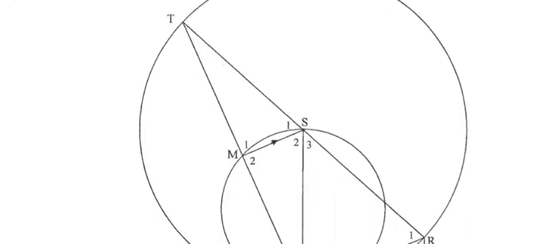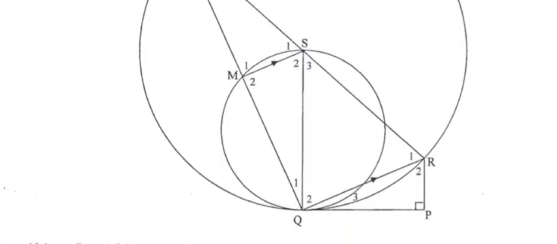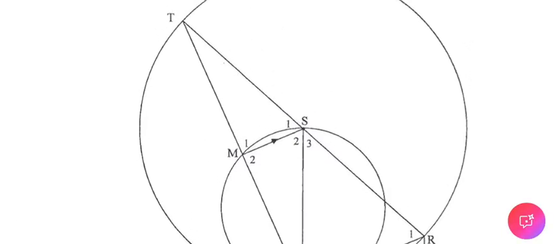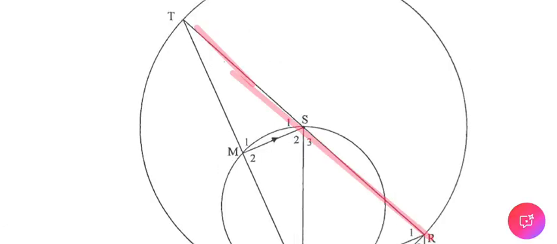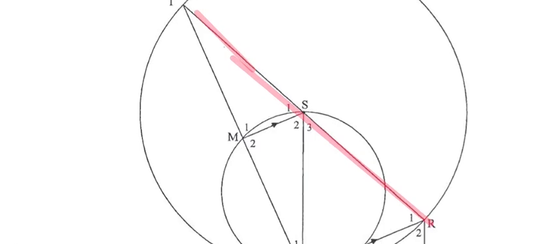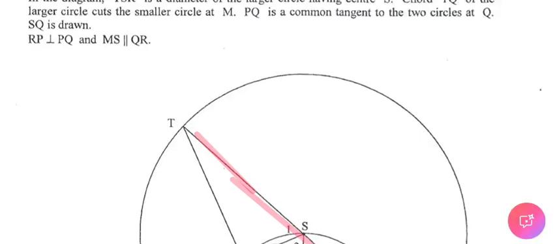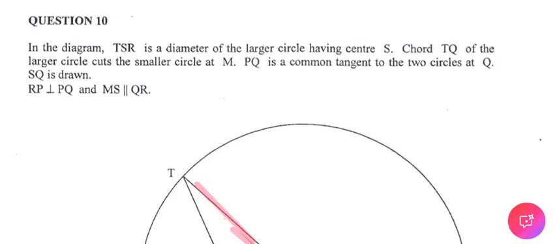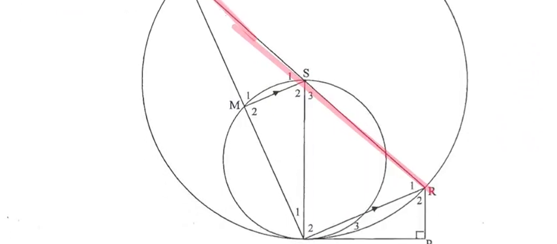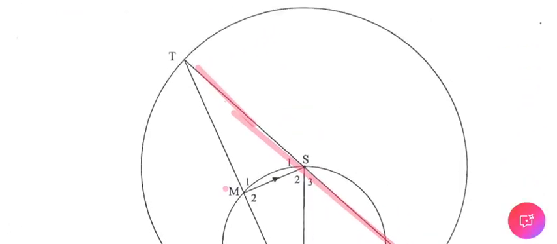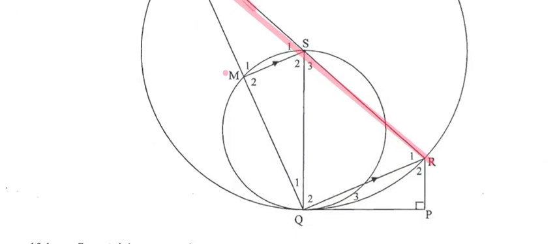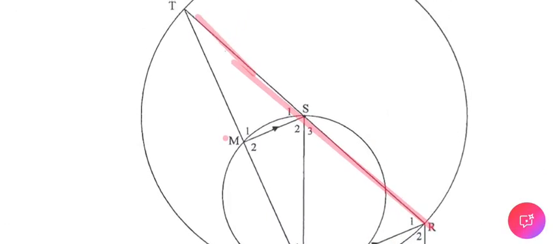Have a look here. So the larger circle, this I highlighted, TSR is a diameter and S is the center. The question says chord TQ of the larger circle cuts the smaller circle at M.